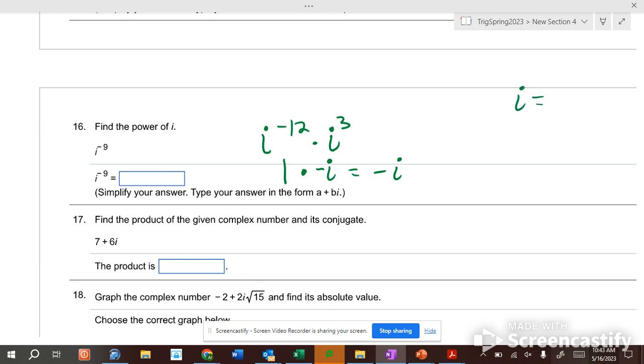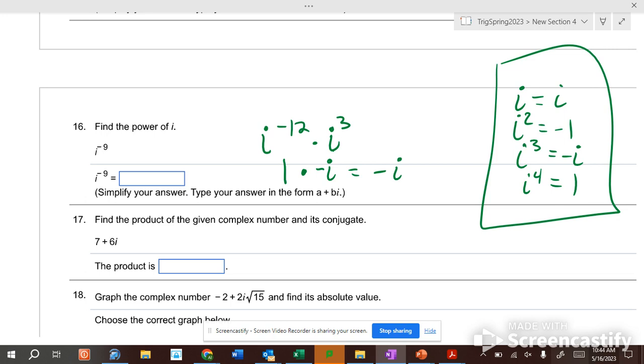So I to the 1st is I. I to the 2nd is negative 1. I to the 3rd is negative I. I to the 4th is 1. That's what you need to know for those problems.